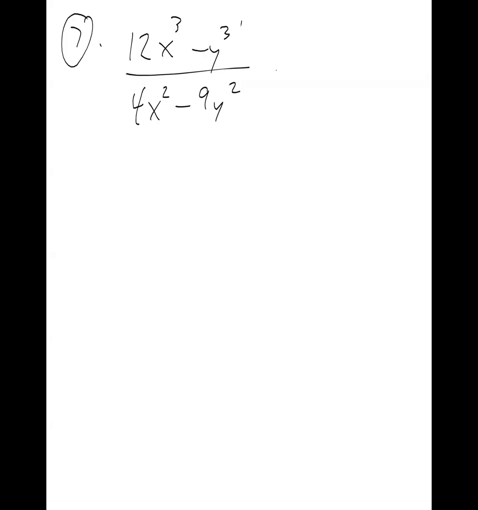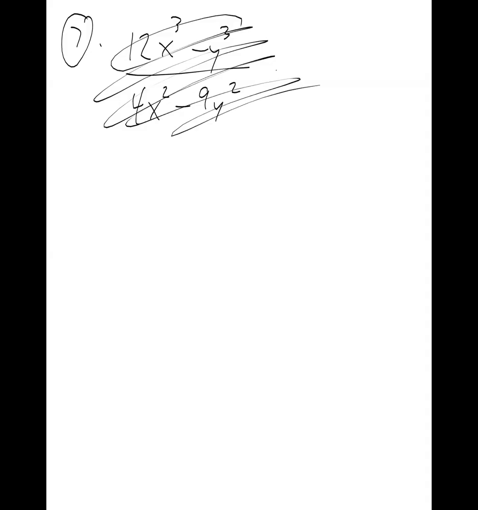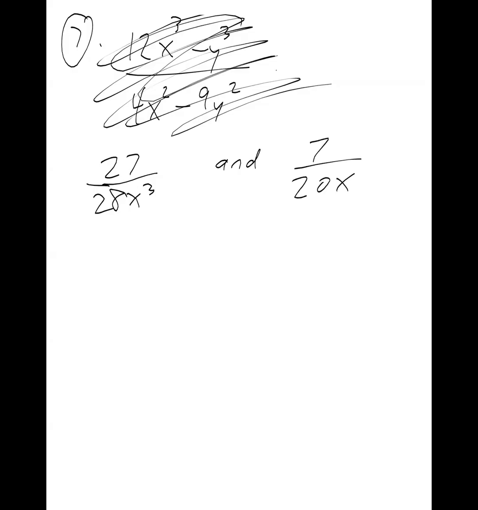Okay, so what does your question say? 27 over 28x. And then 7 over 20x. And it says to find the common denominator of them, the least common denominator. Did I write it right? Yeah, you did. So what's the least common denominator?